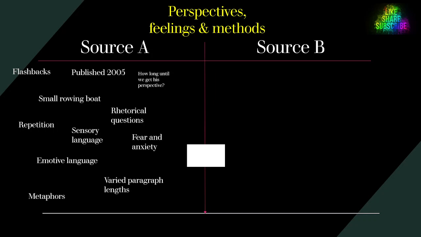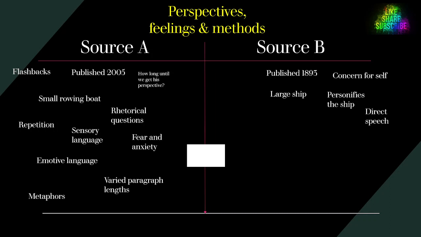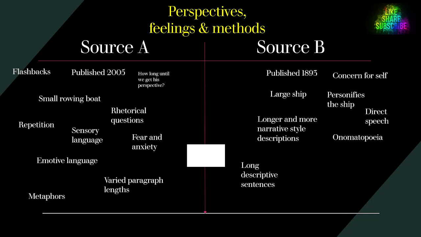But source B was published in 1893. There's concern for the self, a large ship, it personifies the ship, there's direct speech, longer and more narrative style descriptions, onomatopoeia, long descriptive sentences, many people, acceptance and understanding, and a change in perspective. But we're not looking for them individually. So these are some of the methods and some of the key facts from each of them.